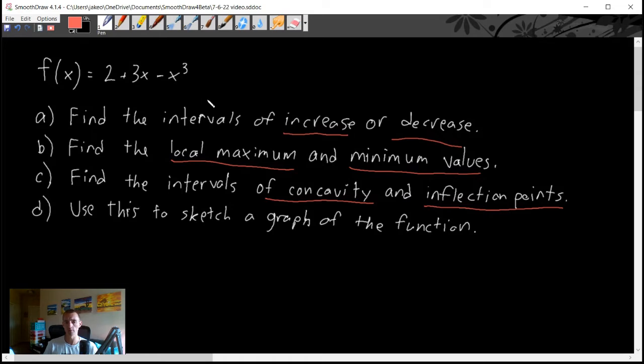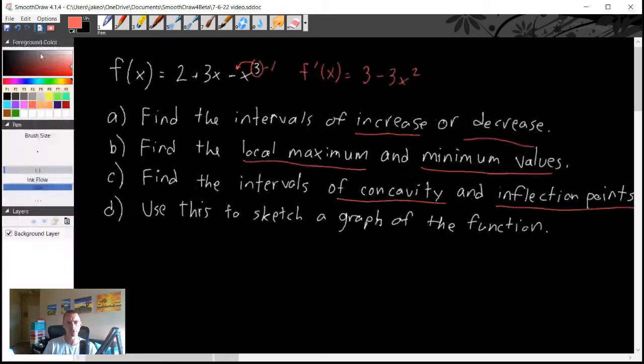So really the first place you want to start when you're doing any of these problems is to take the derivative of your function. The derivative of this function can be found just by using the power rule. The derivative of a constant is just 0. The derivative of 3x is just going to be 3. And then for the derivative of minus x cubed, we bring the power 3 down in front, and then subtract 1 from our power. So 3 minus 1 is 2, and you just leave your x as x. Okay, so there's our first derivative.